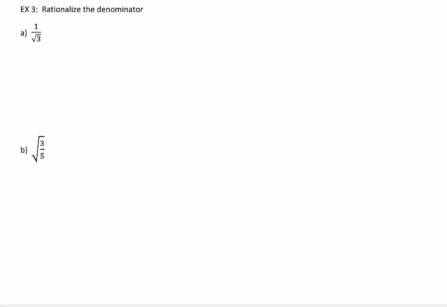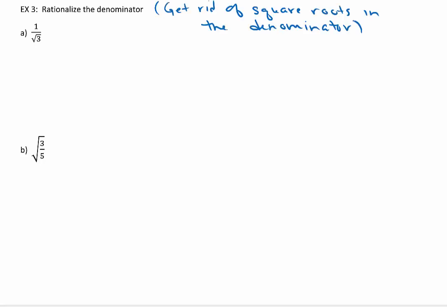Now, in each of my previous division problems, I didn't end up having radicals or square roots in the denominator, and that was kind of nice. In fact, it's considered bad form to have a radical or a square root in your denominator. And so part of our simplification procedure, when we have division, is going to be to do something called rationalizing the denominator. This just means get rid of square roots in the denominator.